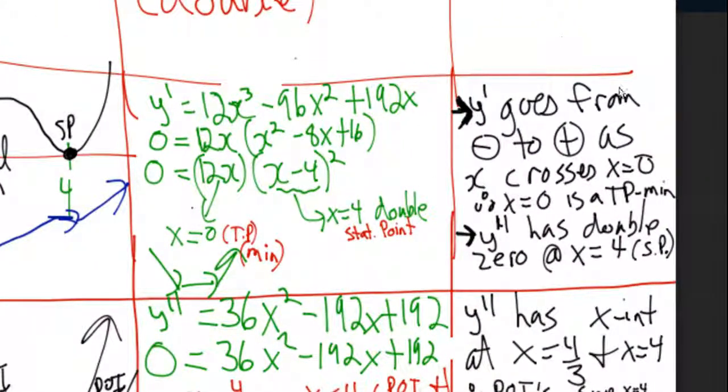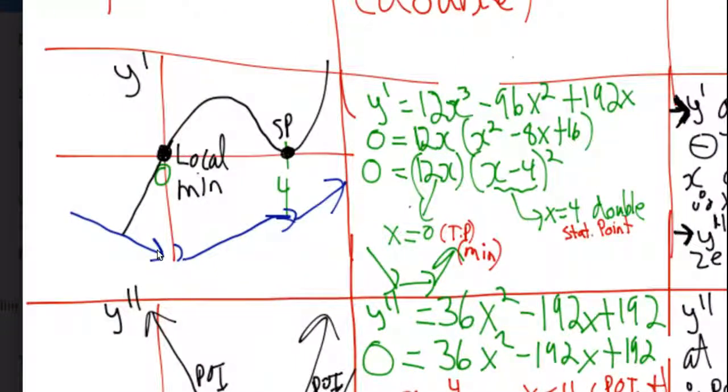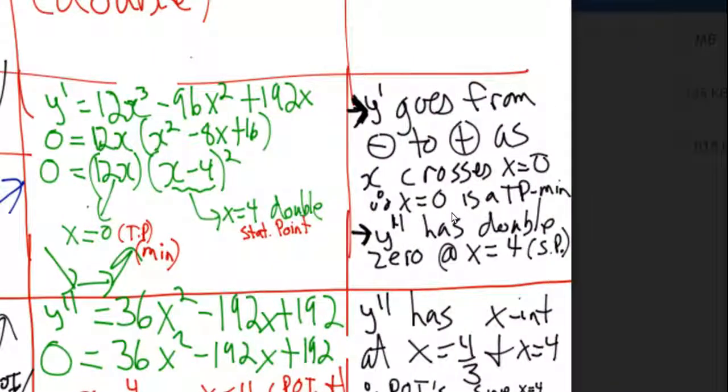Just in terms of interpretation, y prime goes from negative to positive as x crosses x equals 0. Well, that means x equals 0 is a turning point. That's a minimum. Why? Because we had negative slope on the original to positive slope. Well, it's obviously a minimum.